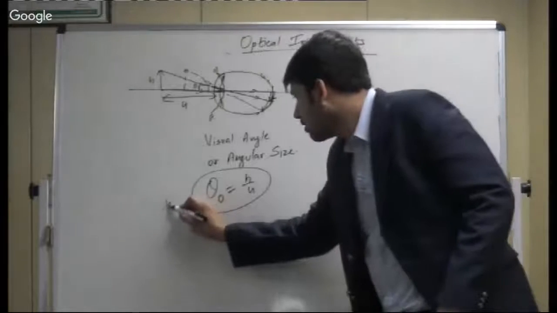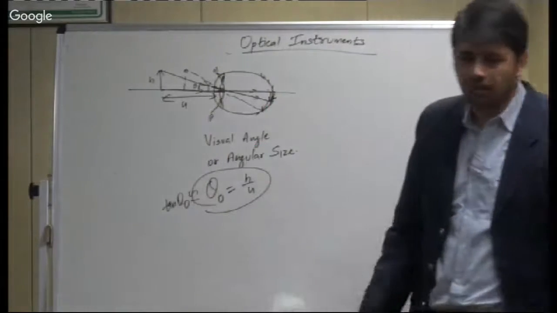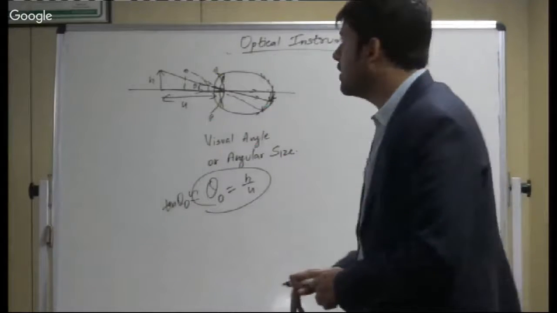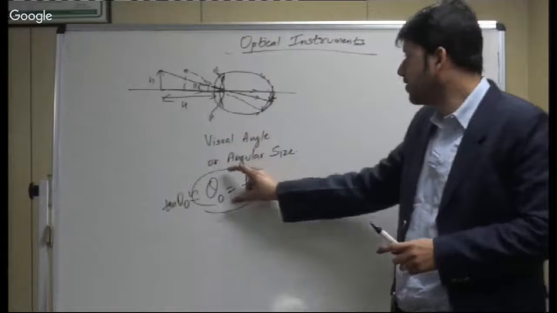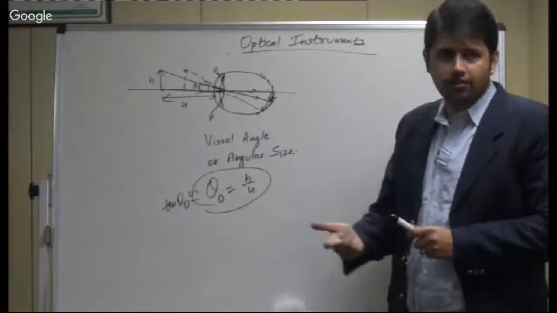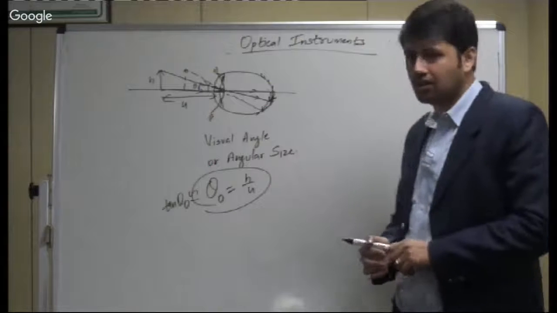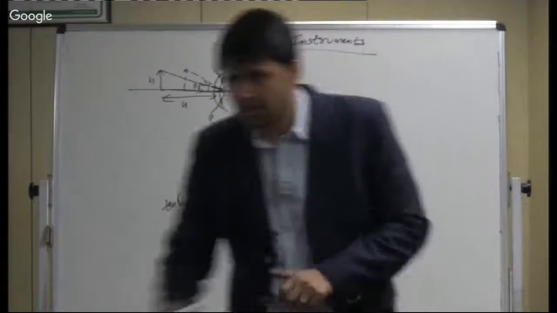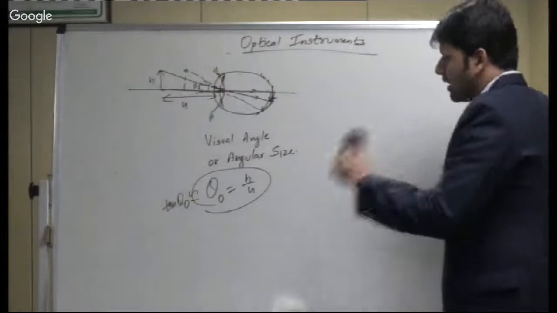Tan theta naught is almost equal to this. Is it okay? Okay, so all the optical instruments which we study have this application of increasing the visual angle. More the visual angle, more would be the size of the image formed on retina. Is it okay? Okay, so every time we'll try to increase the visual angle.